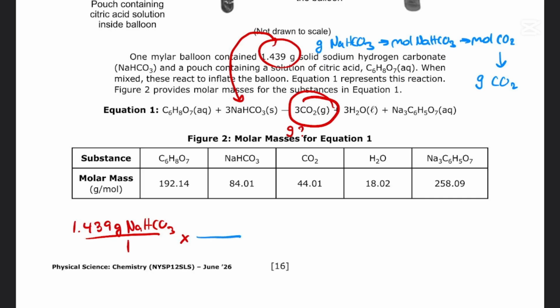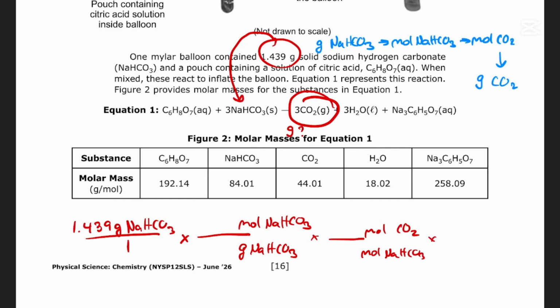Okay, so next step here is let's get rid of grams of sodium hydrogen carbonate and get that into moles of sodium hydrogen carbonate. Then once I have that, I can get rid of moles of sodium hydrogen carbonate, and I can get into moles of CO2. And then I can get rid of my moles of CO2, and I'll be left with my grams of CO2 that the question is asking me for.